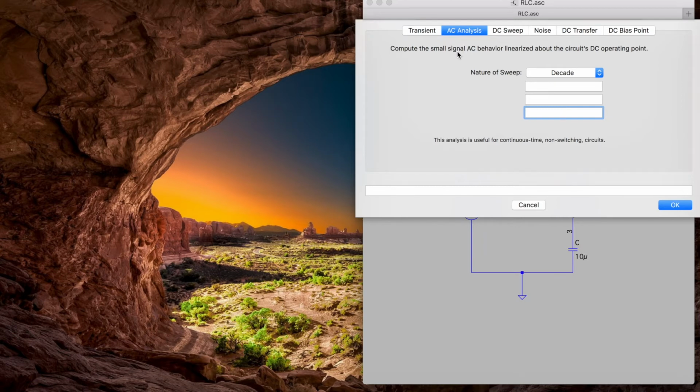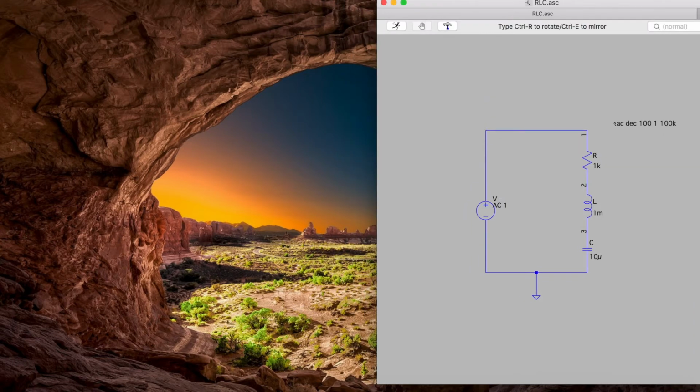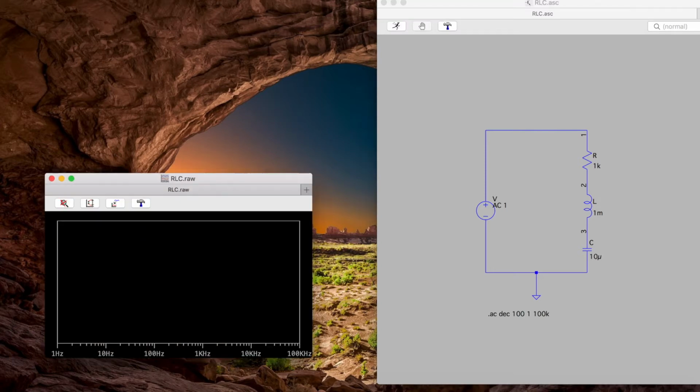Here we do a sweep of frequency between two limits. The nature of the sweep may be decade, octave, linear or list, and here select decade. Then 100 points per decade, a start frequency of 1 Hz, and a stop frequency of 100 kHz. Now run.